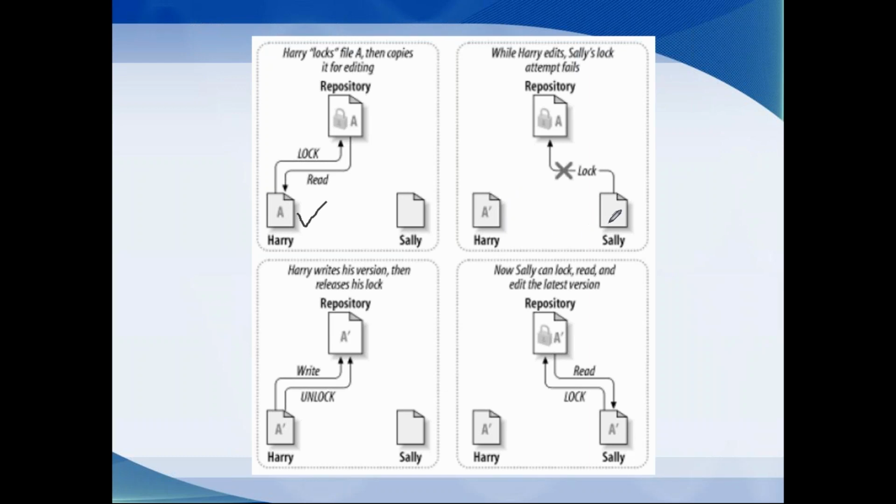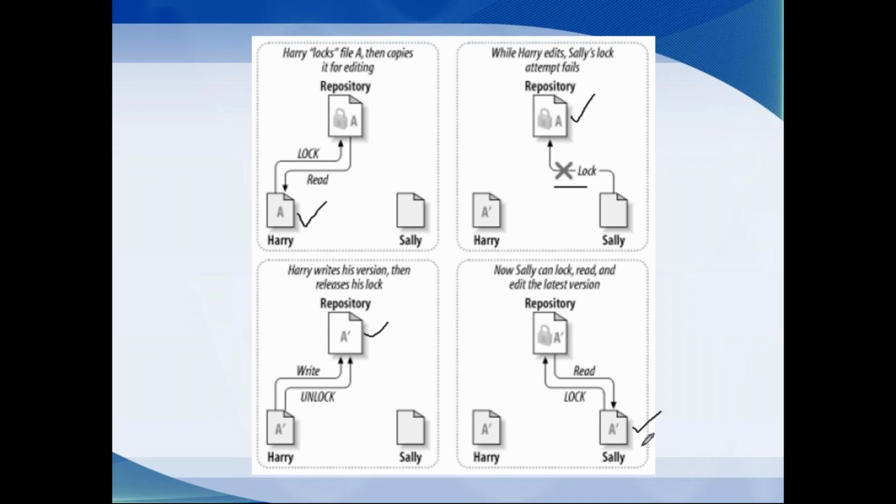Okay, and at the same time, Sally wants to write on this file, but it doesn't happen because this file is locked. Unless Harry unlocks it, Sally cannot do anything on this file. Okay, fine. Harry wrote his changes, a quote, and unlocked the file. Then Sally has to read the file, and whatever changes were made by Harry will be seen here for Sally.